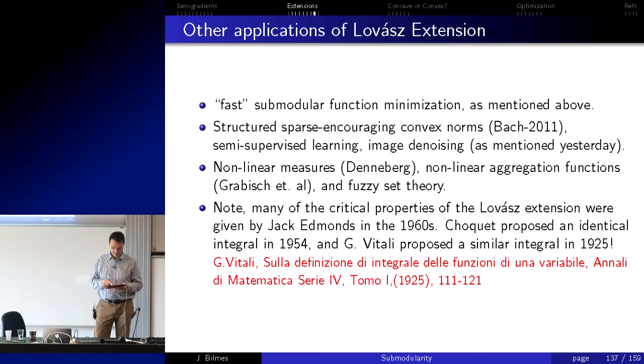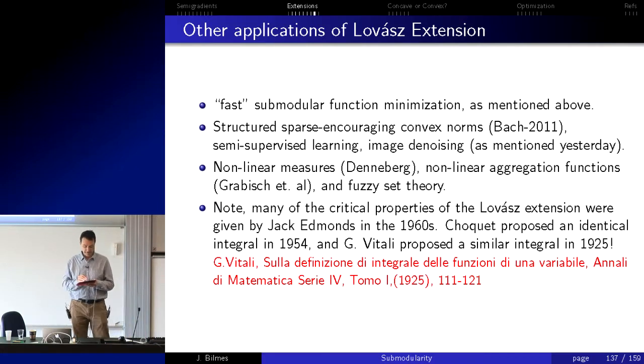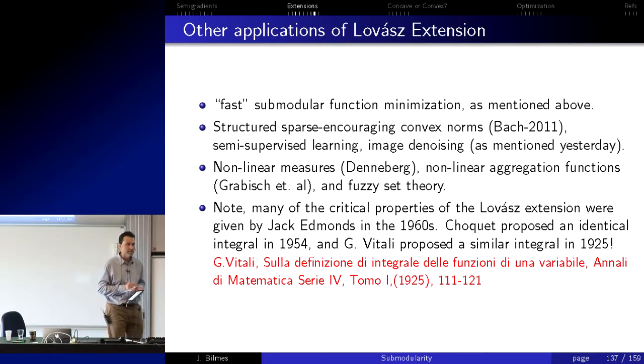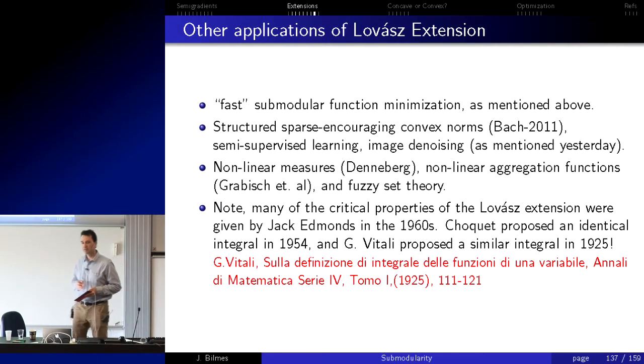Okay, so I don't have time to go into a lot of that. So let me just outline where the Lovász extension is useful. It's useful for fast submodular function minimization. We saw yesterday that the Lovász extension is useful for structured convex norms. It's also, interestingly enough, useful for nonlinear measures and nonlinear measure theory, which is something that's not seen the connection to machine learning in a while. And it's also useful in game theory.